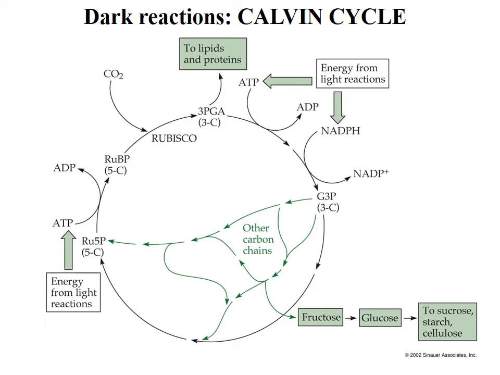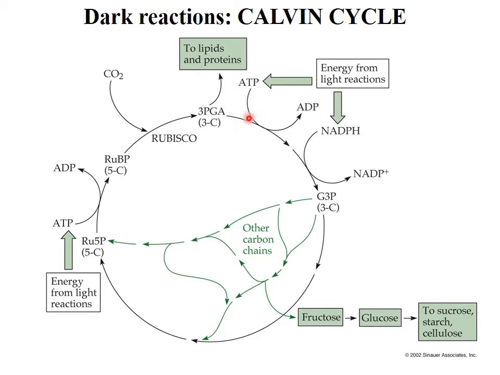When RuBP and CO2 are combined, they produce a 6-carbon molecule, which is immediately broken down to form 2 3-carbon molecules of phosphoglycerate. So the first stable product of the Calvin cycle is a 3-carbon molecule, and that's why most photosynthesis goes by the name C3 photosynthesis. That's the most common form of photosynthesis.